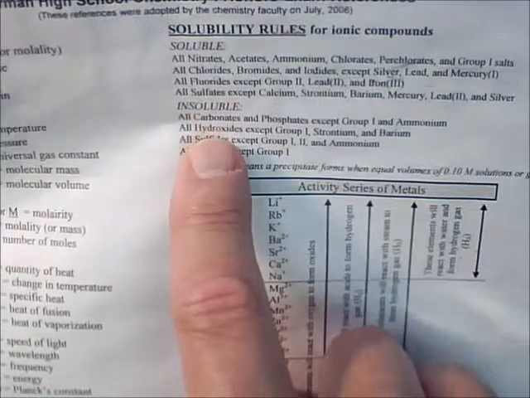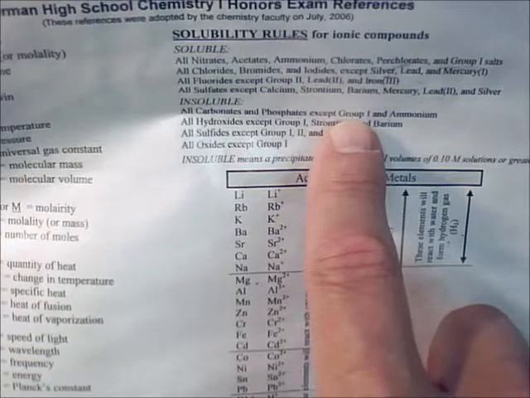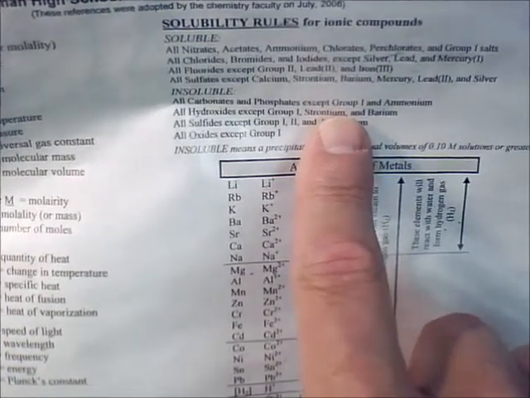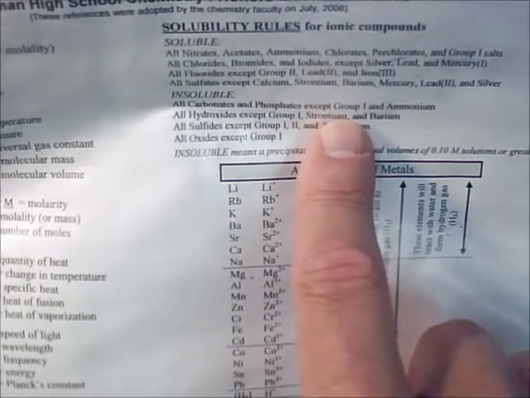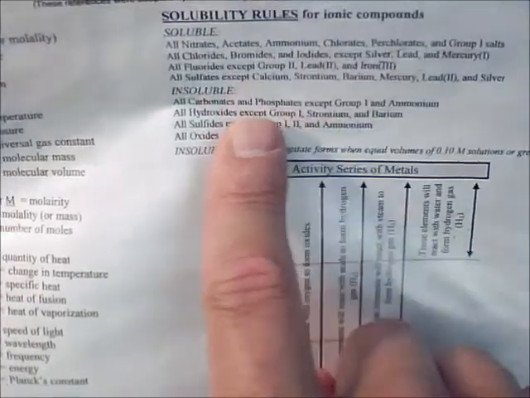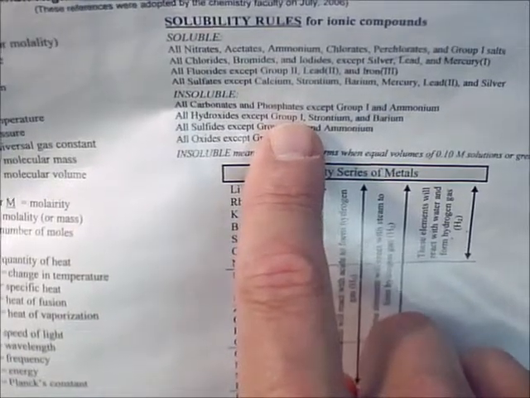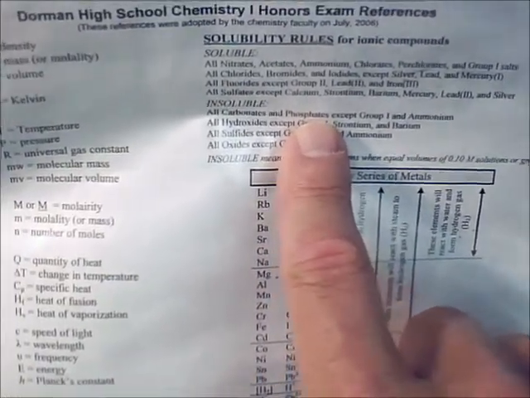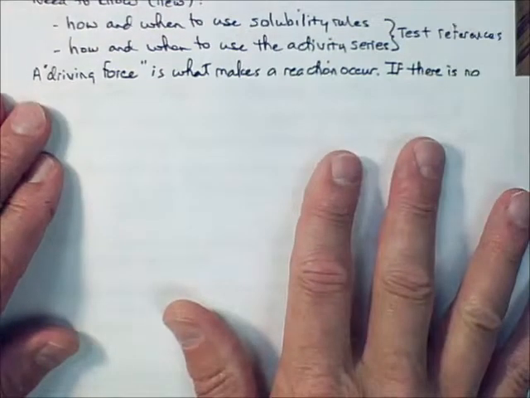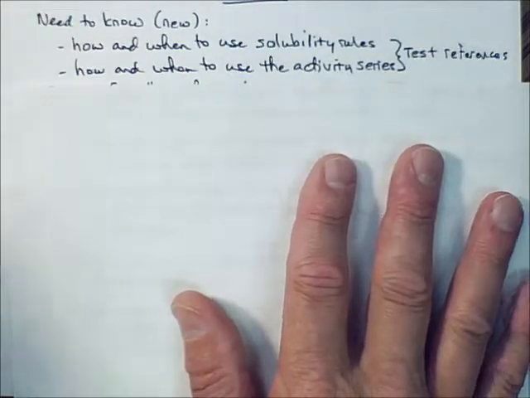However, carbonates that are combined with group 1 elements, those are metals in column 1. Those are the alkali metals: sodium, potassium, lithium, rubidium. Those are all group 1 metals. If you combine those with carbonates or phosphates, then those carbonate or phosphate compounds will be soluble. They will dissolve in water if there's water around, and that's a key thing. So that's what we need to know about solubility rules and the activity series in general for right now.